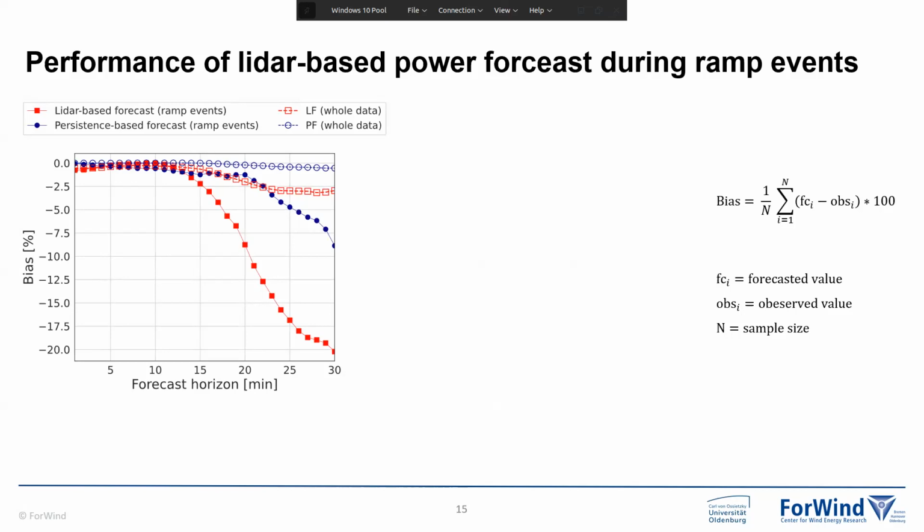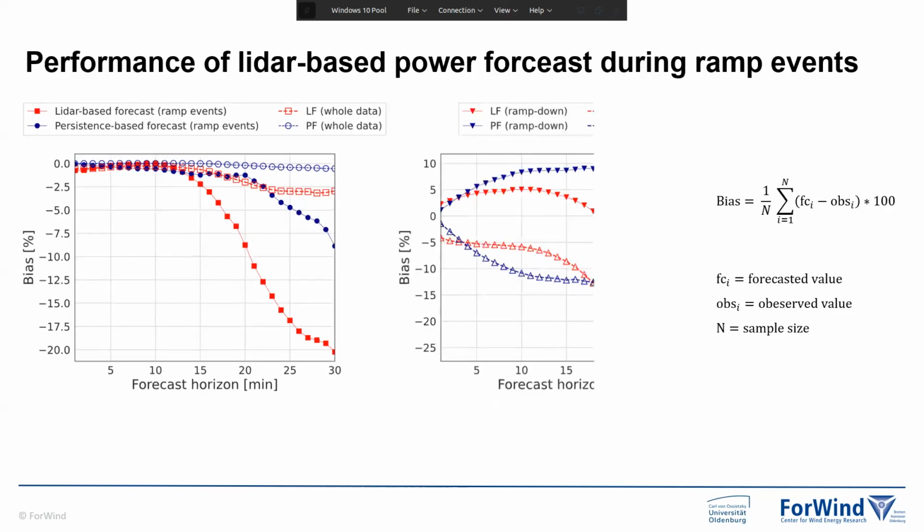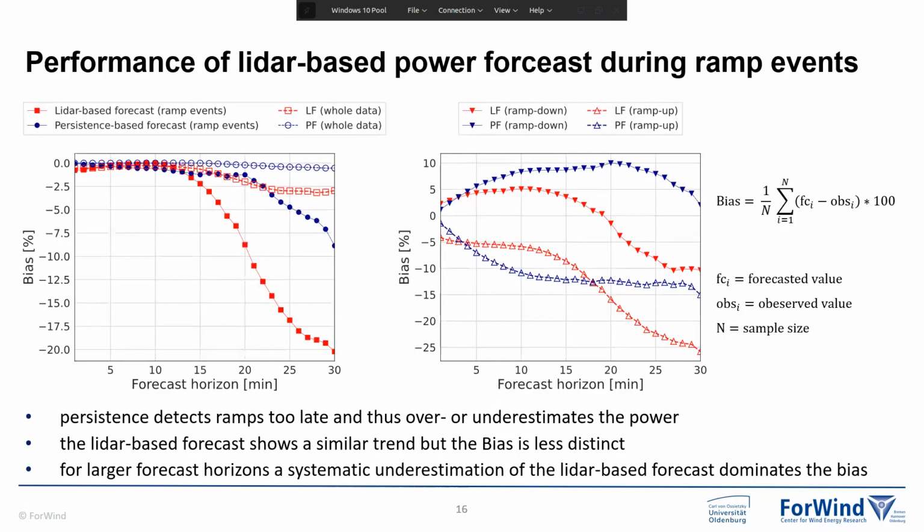And so that's why we are underestimating the power, due to missing information basically here. And what's really interesting also is to have a closer look at now comparing the ramp up and ramp down events. So there we can see actually in this comparing to persistence. So again, blue is persistence, red is lidar-based forecast, and we can see that persistence is over or underestimating the ramps just as it detects the ramps too slow.